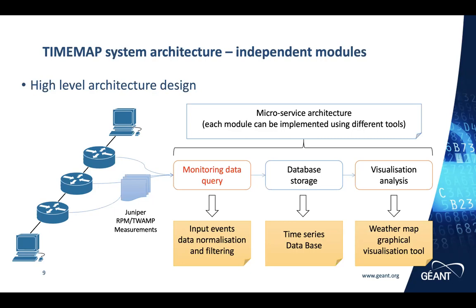Working directly on the GÉANT backbone, our spoken languages were Juniper real-time performance monitoring on one side, and the TWAMP standard, an emerging standard, on the other side. And we wanted the collecting module to take care of normalization and first stage filtering of the data. Then, of course, the natural choice was using a time series database to keep track of the data over time. And then, quite naturally, we decided to go for a visualization tool that allows us to show the different time series of the various metrics that we collect, and show an overall view of the data through a weather map.